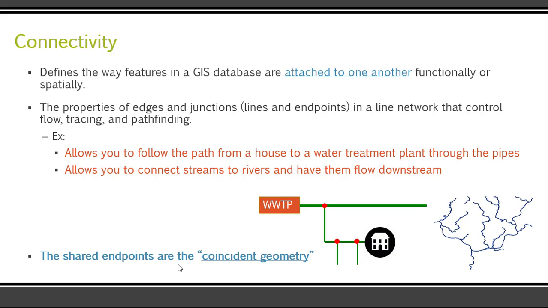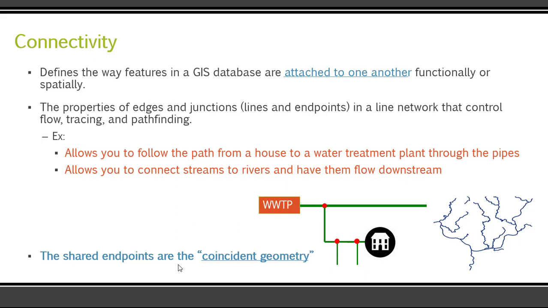All right, so connectivity. This is what allows our features to connect together, to attach to each other. And this is how we model flow in our GIS data. So how do cars move across a network? How do things within water lines and valves move? So it's very important to know how to follow a path between a wastewater treatment plant and a house, right? You want to model that in the right direction. You want things to be moving away from the house to the wastewater treatment plant, not the opposite direction.